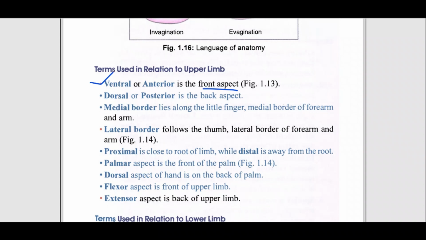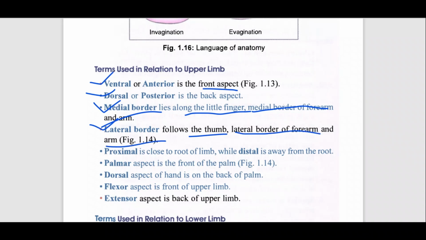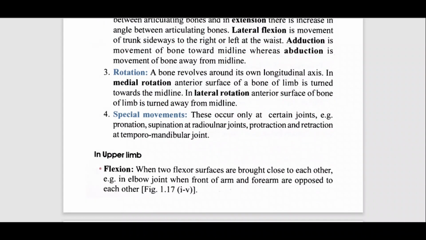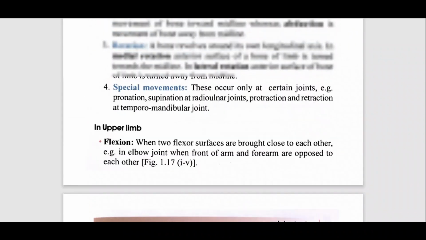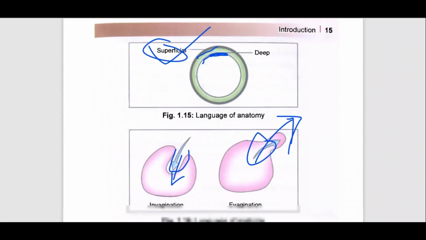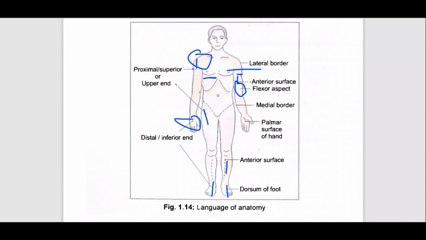Now again, terms used in relation to upper limb. Ventral or anterior is the front aspect. Dorsal, posterior or back aspect. Medial border lies along the little finger, medial border of forearm and arm. Medial border जो है, that lies along your little finger, medial border of your forearm and arm. Now the lateral border, it follows the thumb. Lateral border of forearm and arm. We will see these in the figure 1.14. Where is figure 1.14? Let me check that one. Figure 1.14, it is here right now.